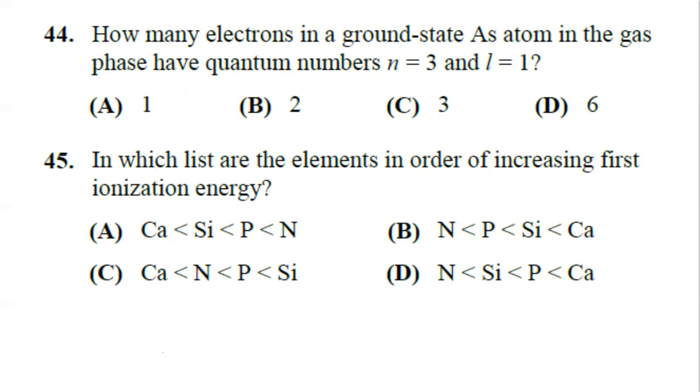So when we're looking for n equals 3 and L equals 1, this means that we should be in energy level 3. And what should the L be? What orbital are we going to be in? P. So when we look at arsenic, 1, 2, 3, 4, how many electrons does arsenic have in the 3p?